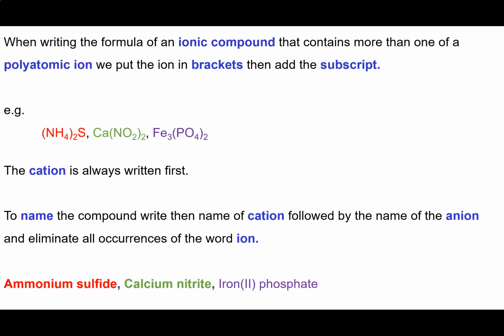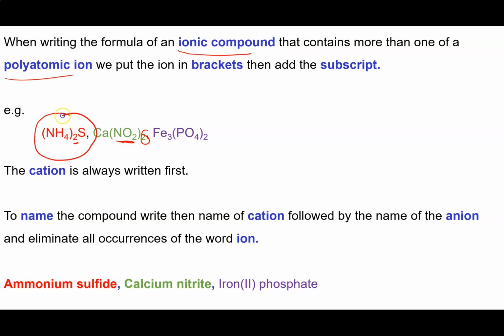Well, we've talked a little bit about this previously. When you write the formula for an ionic compound that contains more than one of a polyatomic ion, you need to put the formula of the polyatomic ion in parentheses, and then you write the multiplier as a subscript after the closing parenthesis. So just keep that in mind, and that acts to multiply everything that is inside the parentheses. So that's really how it works.